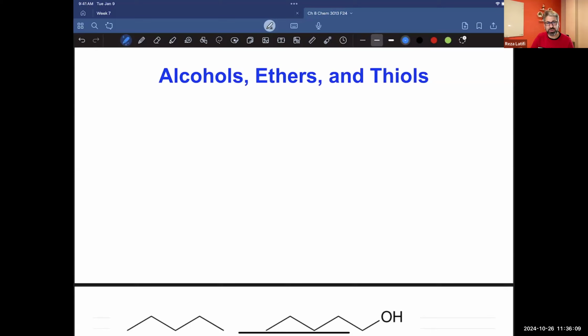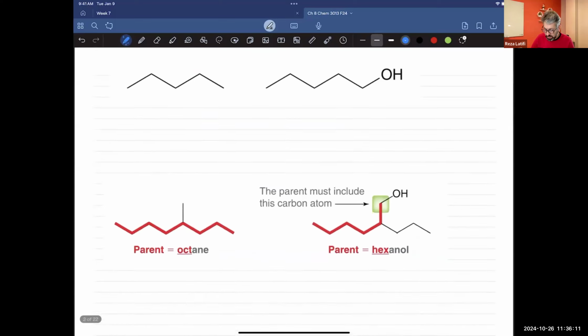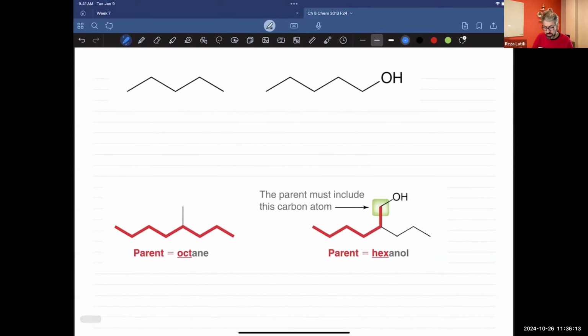In this lecture, I'm going to go through alcohol. In alcohol, we will have a functional group that's going to be OH. So OH will be our functional group. And anytime you see an OH attached to carbon, that compound is going to be alcohol.